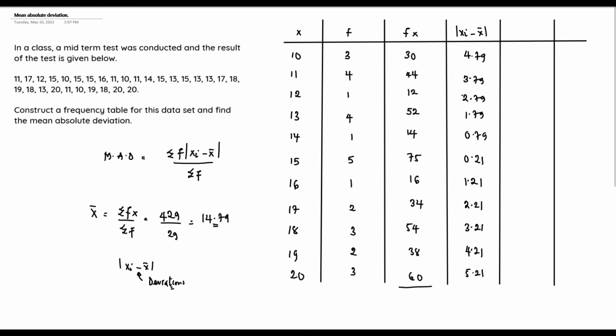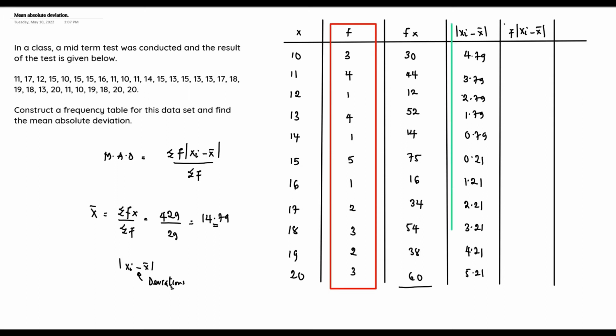So let's write this here. We have f into bracket xi minus x bar. So let's multiply the frequency with the modulus of deviations. We have 3 times 4.79, that gives us 14.37. 4 times 3.79, we have this to be equal to 15.16. 1 times 2.79, we have this to be 2.79.